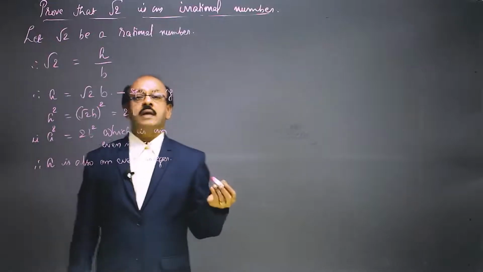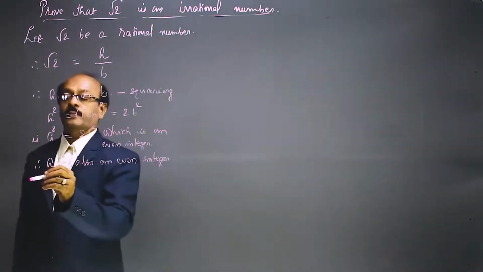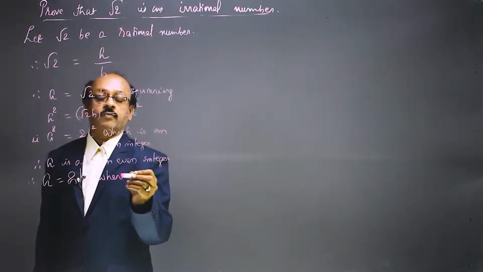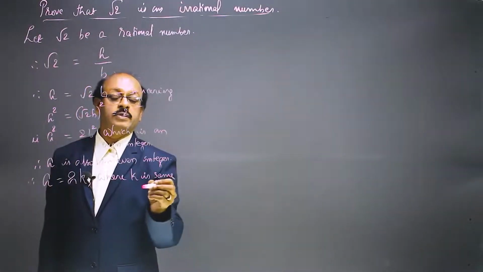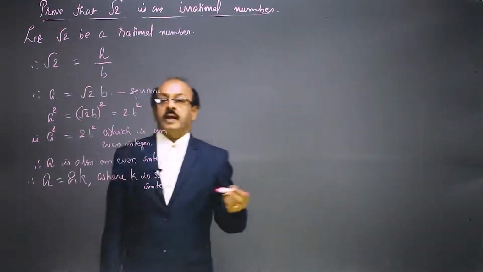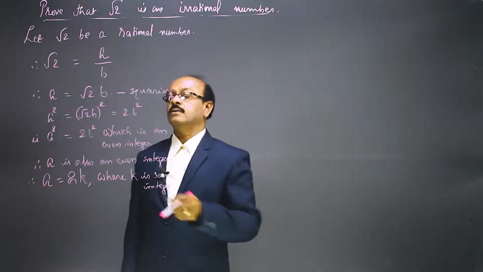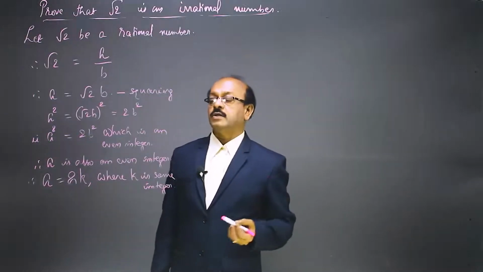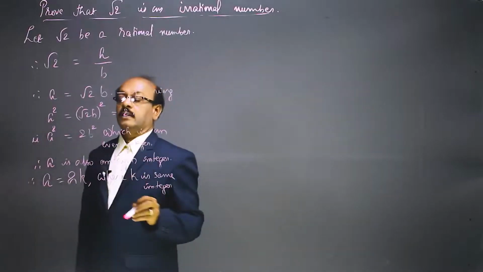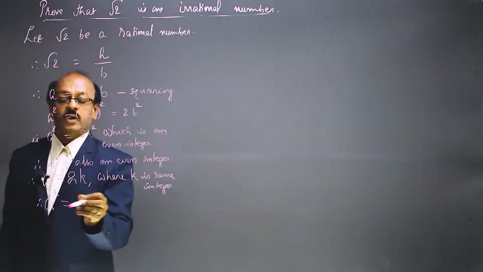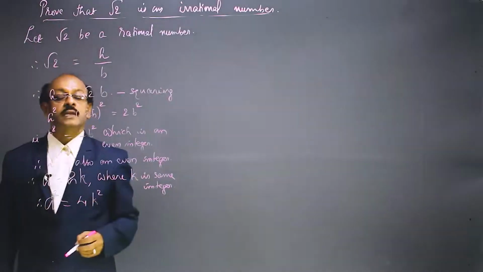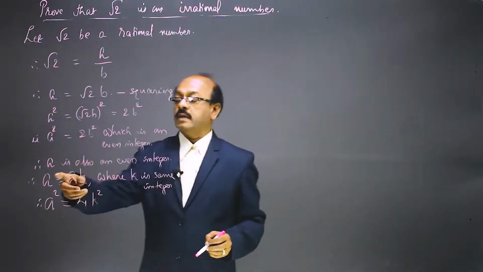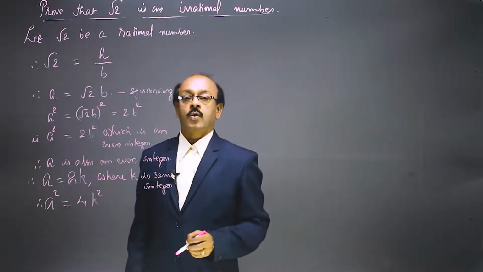Therefore we can write a as a multiple of 2. That is, a can be written in the form 2k, where k is some integer. Since k is an integer, 2k is an even integer. Again squaring, a square is equal to 2k the whole square, which is equal to 4k square.